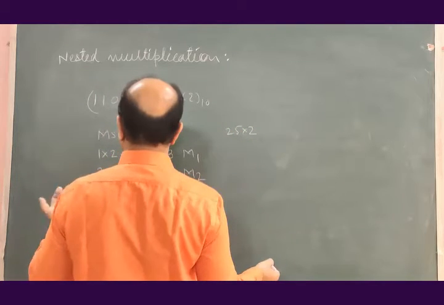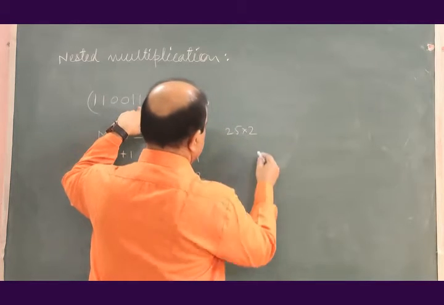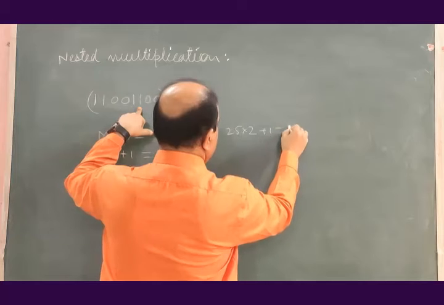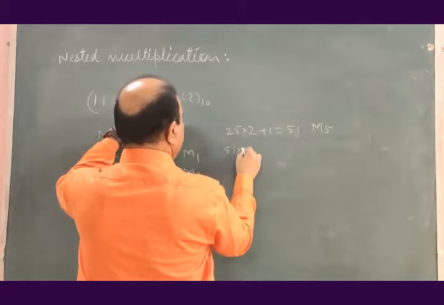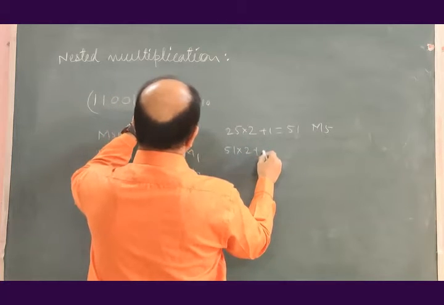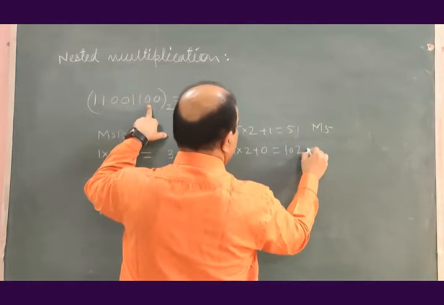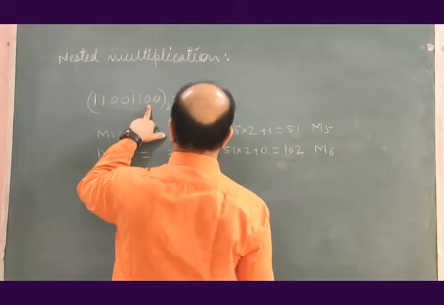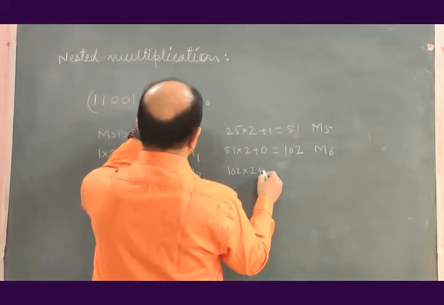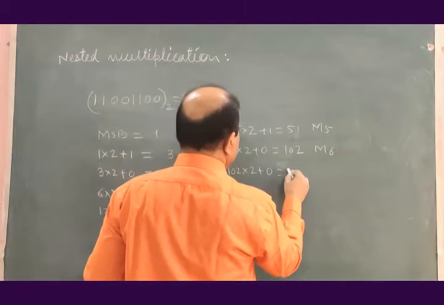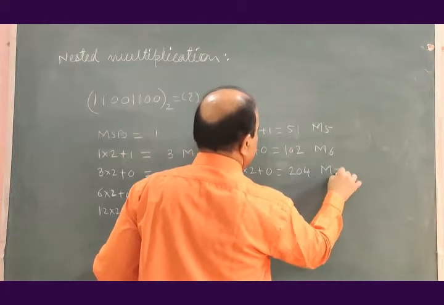25 into 2 plus next lower position bit, it is 1. It is 51, M5. 51 into 2 plus next lower position bit 0, 102, M6. And last one, 102 into 2 plus the LSB, that is 0. It is equal to 204, M7.